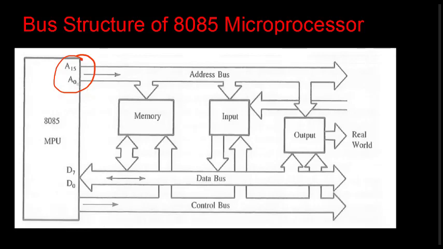So here the address bus goes from A0 to A15. In all there are 16 address lines, and these 16 address lines make up the address bus. Then we have the data bus, which is from D0 to D7. So there are 8 data lines, and there are some control lines which make up the control bus. Now let us see them in detail here.